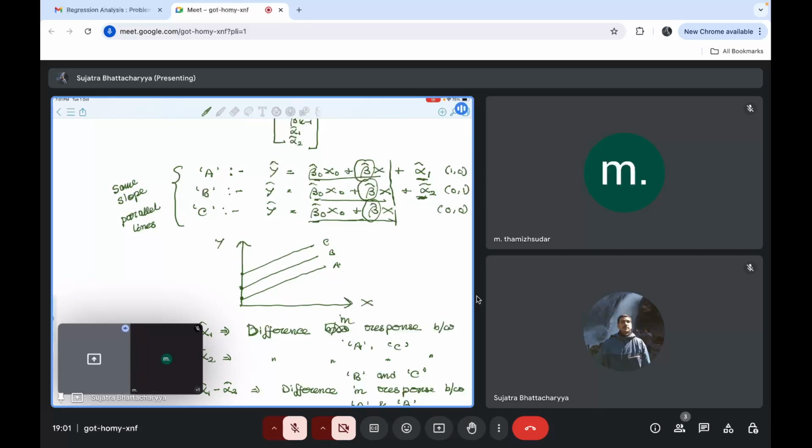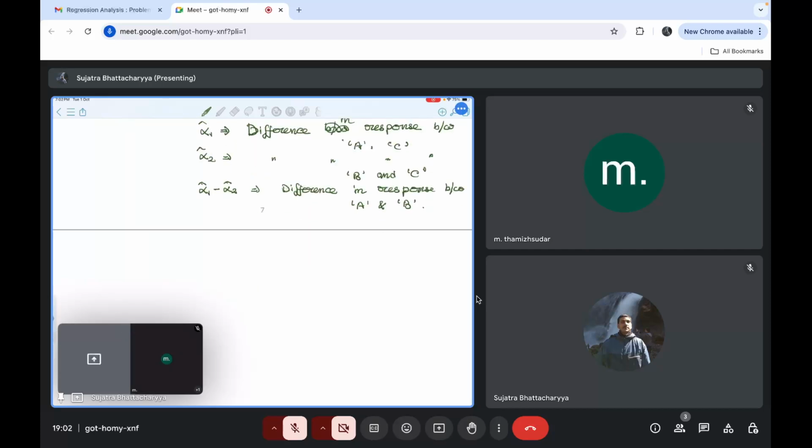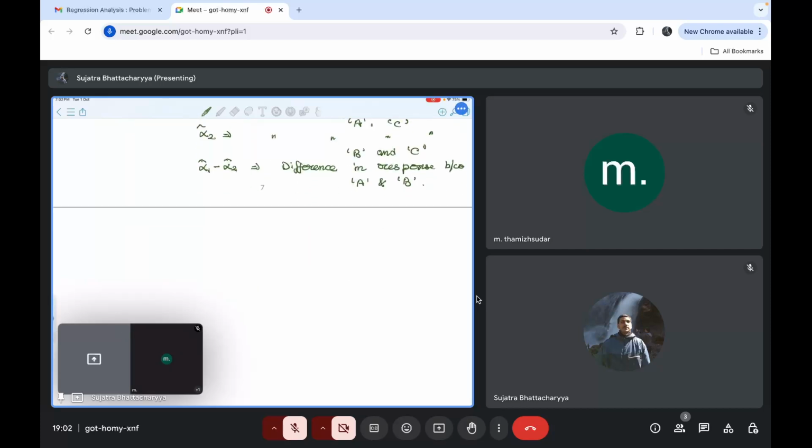So we have to introduce a dummy variable only when alpha 1 hat, alpha 2 hat, or alpha 1 hat minus alpha 2 hat is significantly different from 0. And when you are trying to understand the statistical significance, what do you have to do? You have to do statistical significance tests for that. We will be doing that. Okay, so let me write whatever I have said.